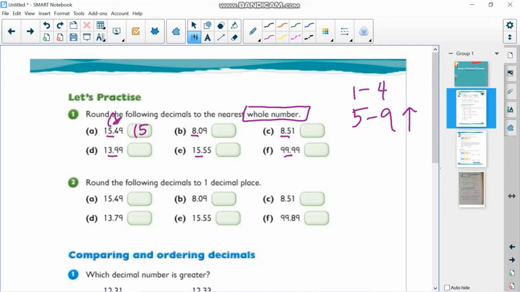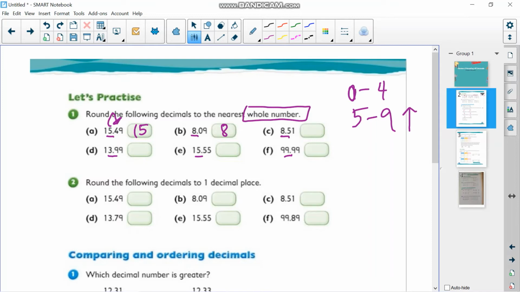Letter B, next number to 8 is 0. So let's include 0 in the rule. 0 to 4, we have to retain or the numbers should stay. So this will retain as 8. Nothing will happen. So you have to do the same with letter C up to letter F.